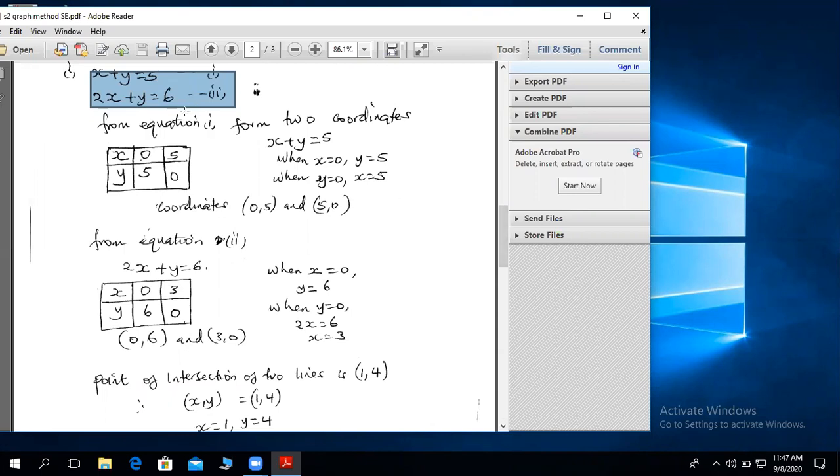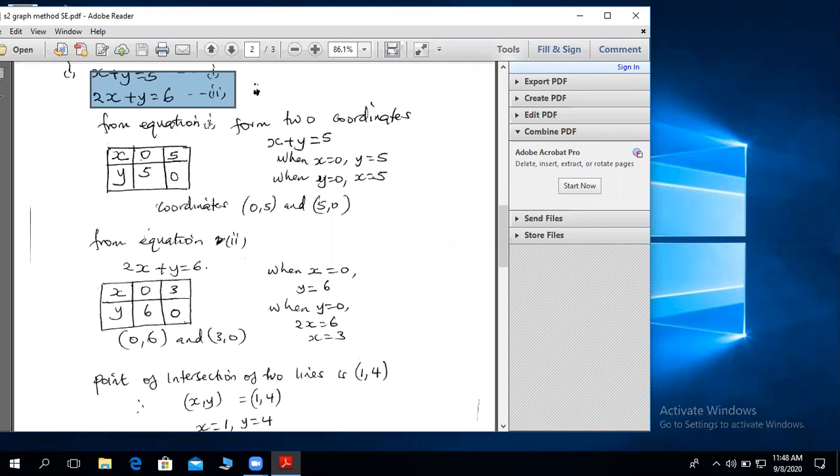Now, what you do, you first obtain coordinates and you plot those coordinates. Then when you plot those coordinates for each equation, you are going to get 2 lines. And where the 2 lines intersect, that will be the value of x and y.